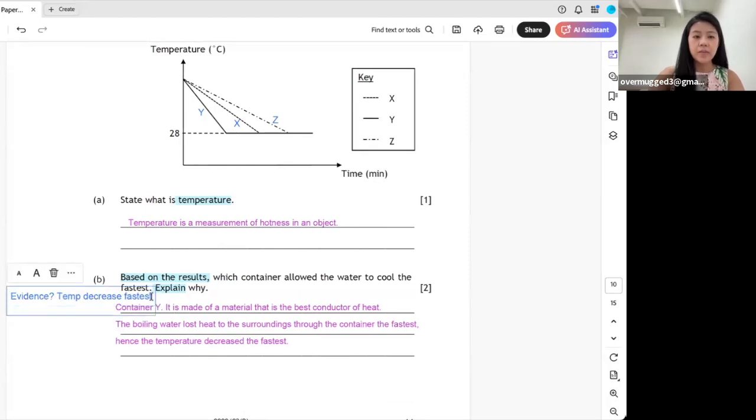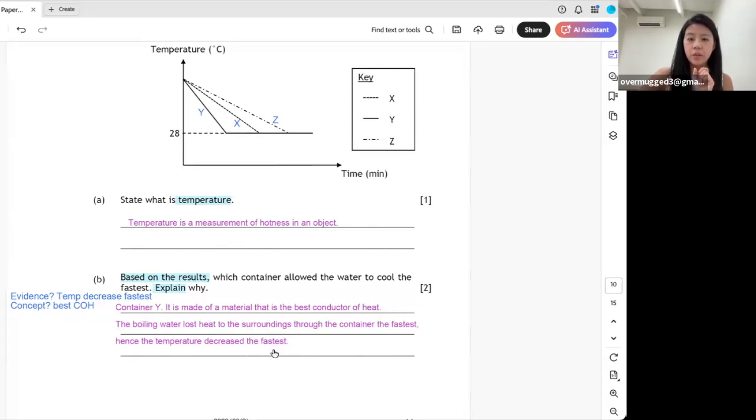Okay, in other words, for my concept, anything that allows the water to cool the fastest would be the best COH. Okay, conductor of heat, best conductor of heat. So the best conductor of heat allows temperature to decrease the fastest. Based on the graph, it will be container Y. Now, to explain container Y is because the material is the best conductor of heat. The boiling water lost heat to the surroundings through the container the fastest. Okay, and hence the temperature decrease the fastest.